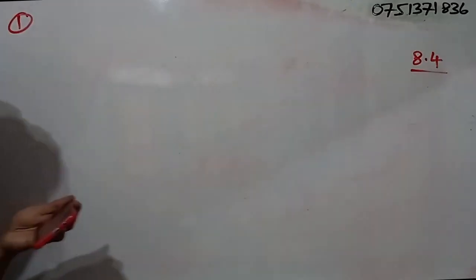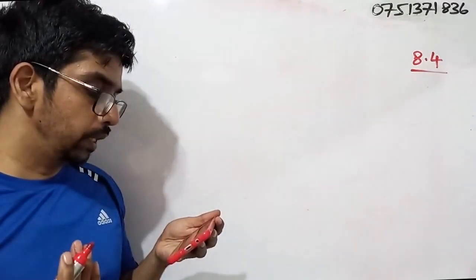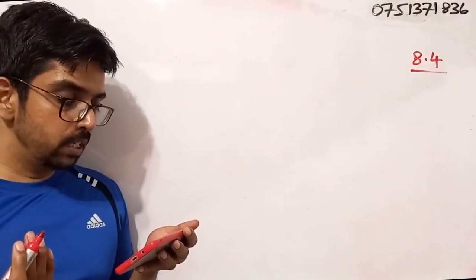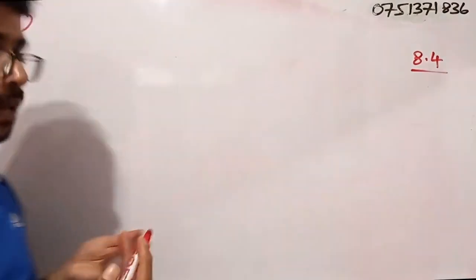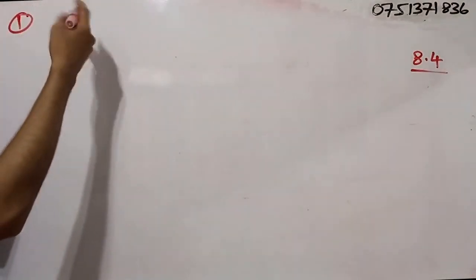Exercise 8.4, question number 1. Complete the table given below. So we have a table. The table has two columns. The first column heading is perfect square. The second column heading is square root of the perfect square. The first row is completed for us, so I will start from the next.